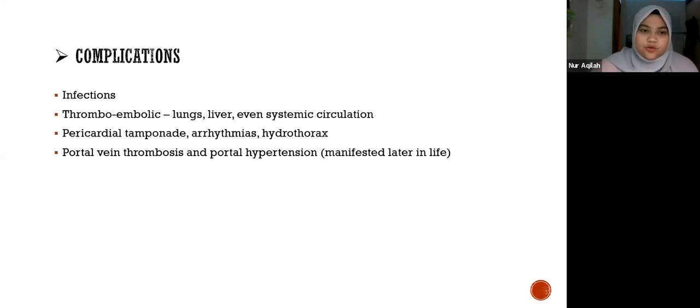And these are among the complications. First is infection. Second is thromboembolism. Third is pericardial tamponade, arrhythmia, and also hydrothorax if you further advance it into the right atrium. And in the case of malposition, in which the catheter enters the portovenous circulation and we then infuse medication, it can cause portovenous thrombosis, which later on can manifest as portal hypertension.